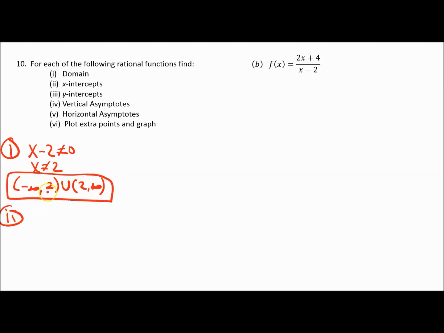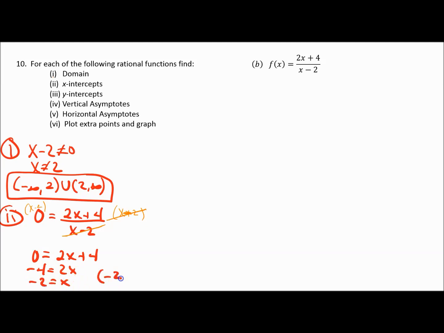Second question, let's find the x-intercepts, which means we set the entire function equal to 0. Okay, we solve this equation by multiplying both sides of the equation by the denominator, which is x minus 2. That cancels. So on the left side we have 0 equals 2x plus 4 on the right. I subtract the 4 on both sides, divide by 2, and that gives me an x-intercept of negative 2, 0.